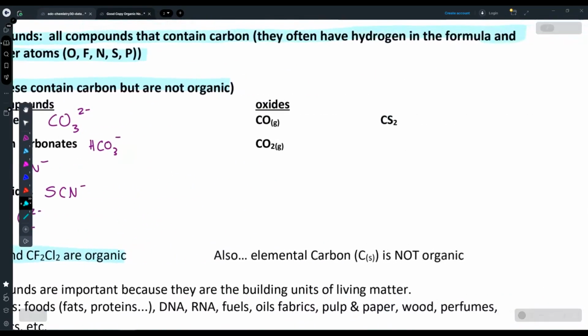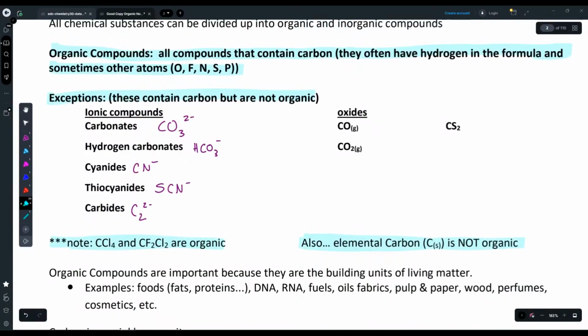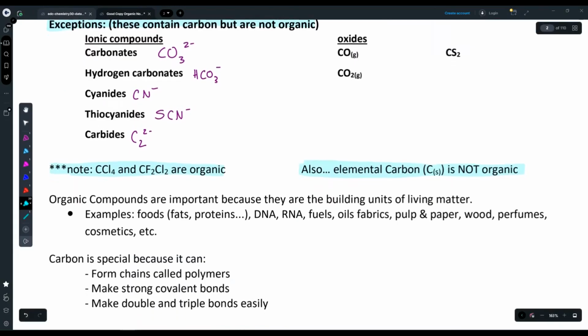And this is a little bit sneaky, but elemental carbon, so just carbon by itself, is not considered to be organic. Okay, so make sure you know all of the exceptions and you're able to distinguish between what is an organic compound and what is an inorganic compound.